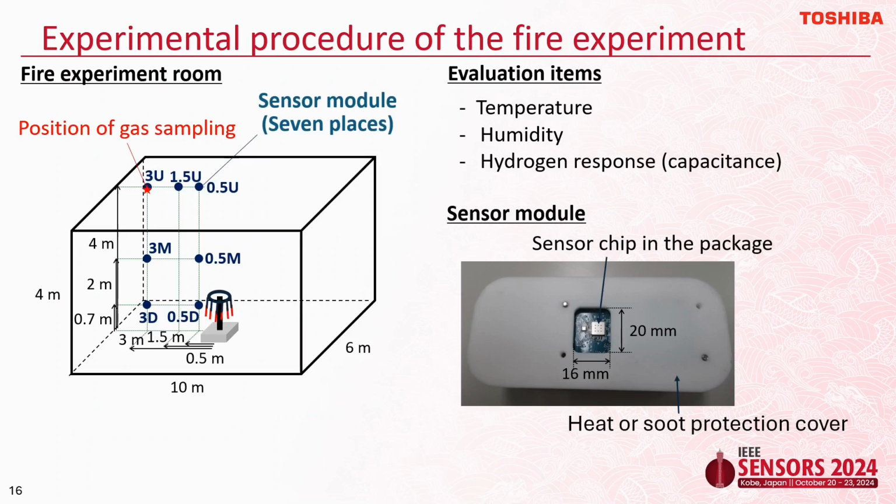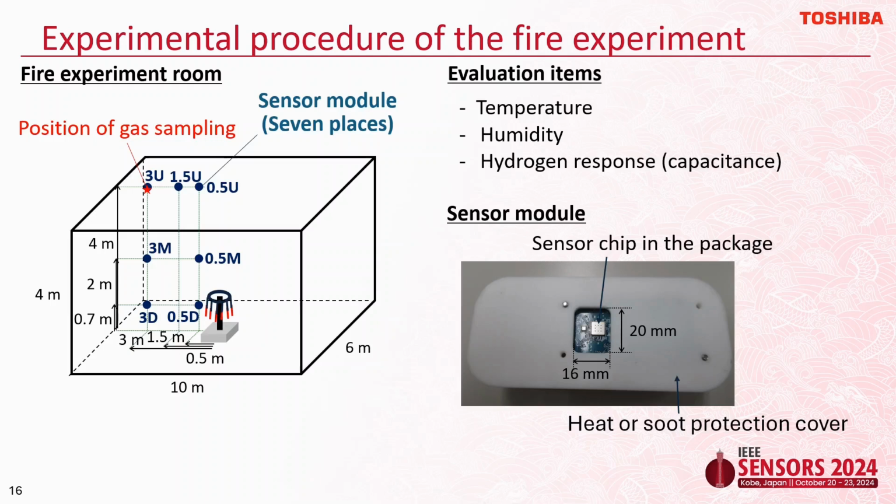Now we will explain the experimental procedure to investigate the spatial distribution of hydrogen caused by smoldering fire. As shown here, a cotton fire source was placed in the center of the laboratory. Seven hydrogen sensor modules were installed in a grid pattern horizontally and vertically from the fire source. Gas for gas analysis was collected on the ceiling 3 meters away. The evaluation items were temperature, humidity, and the response of the hydrogen sensor.